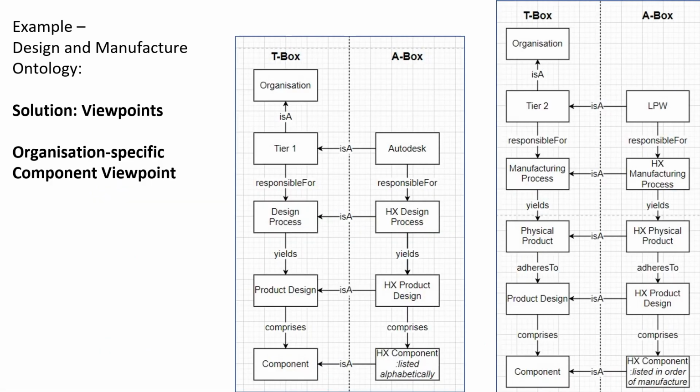Different organizations may wish to present the same information in different ways. In this example, Autodesk are a Tier 1 organization responsible for the design process of a heat exchanger. They may wish to view this list of product components alphabetically. In the same scenario, LPW are the Tier 2 organization responsible for the heat exchanger manufacturing process, and they may wish to view the list of product components in the order that they are manufactured.